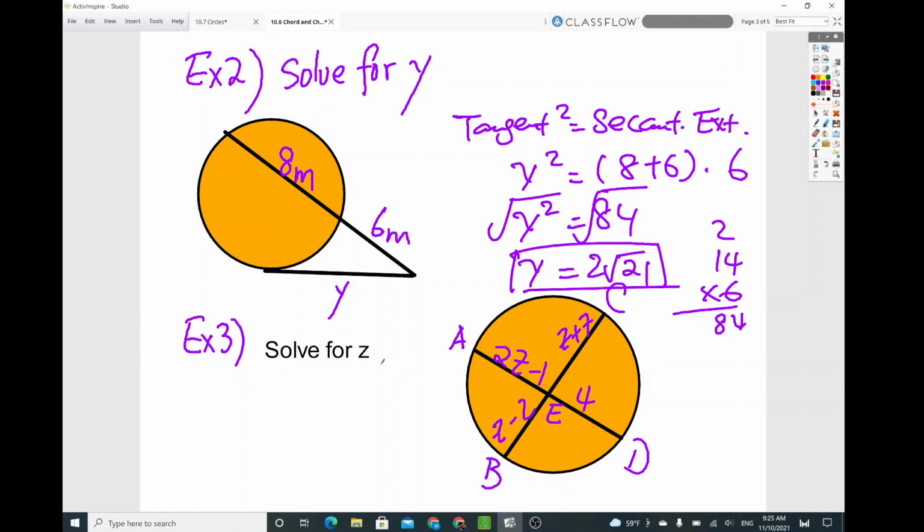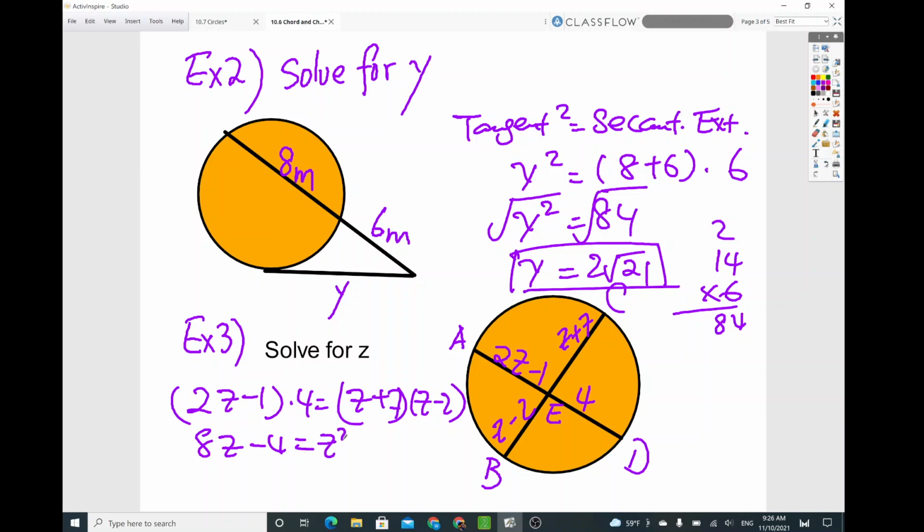Now the next one looks like a chord-chord product. Again, the major segment times the minor segment of chord 1 equals the major segment times the minor segment of chord 2. So 2z minus 1 times 4 equals z plus 7 times z minus 2. Multiplying out, 8z minus 4 equals z squared plus 7z minus 2z, which is 5z, and then negative 14.